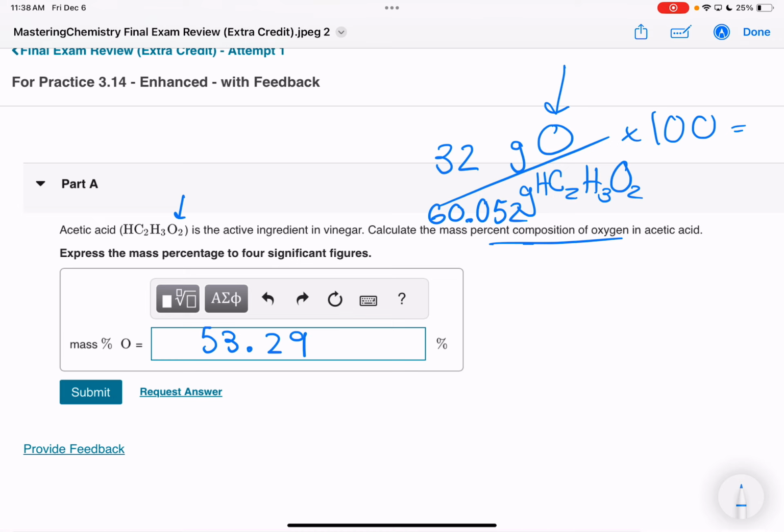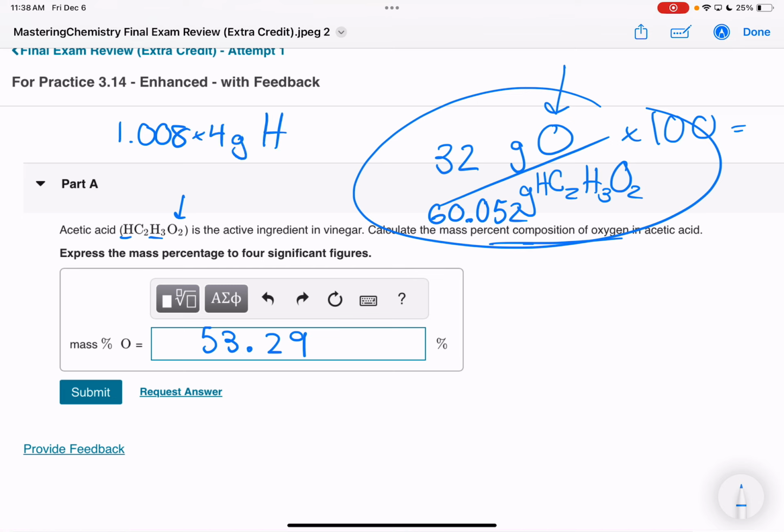So if it had asked us to do this for hydrogen, we would do almost the exact same calculation, but we would now put hydrogen times 4 on the top. So 1.008 times 4 for the grams of hydrogen over 60.052 total for the acetic acid times 100. So that would tell us the mass percent of hydrogen in acetic acid.